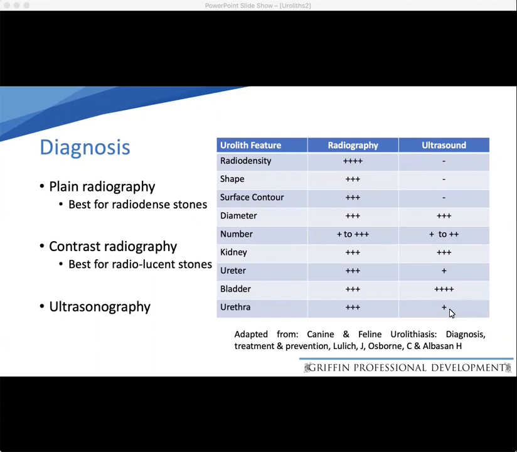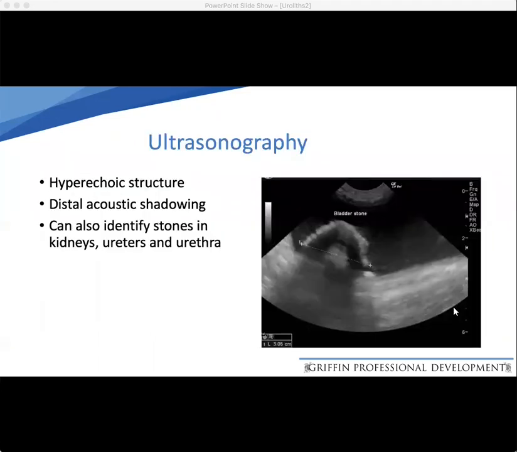And as far as the urethra is concerned, clearly there are parts of the urethra that we just can't see with ultrasound because it's contained within the bony cavity of the pelvis.